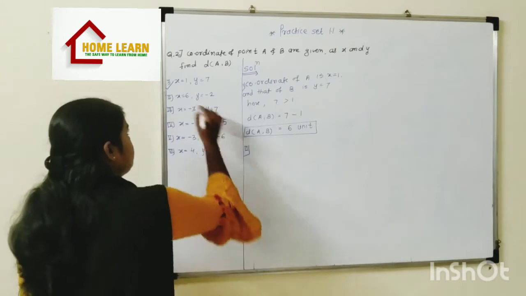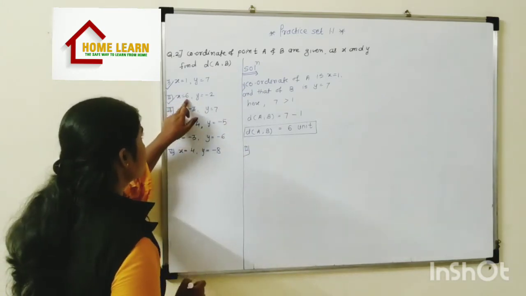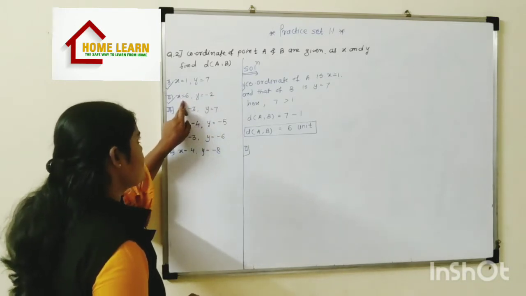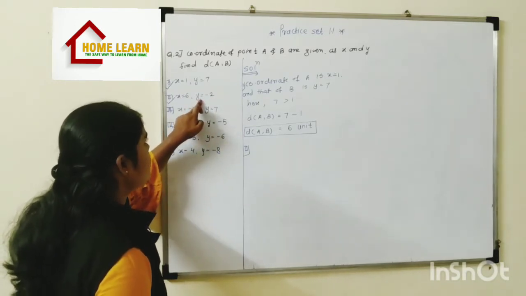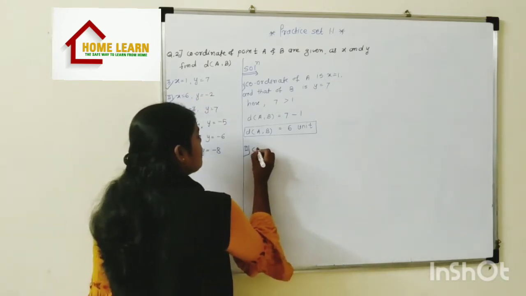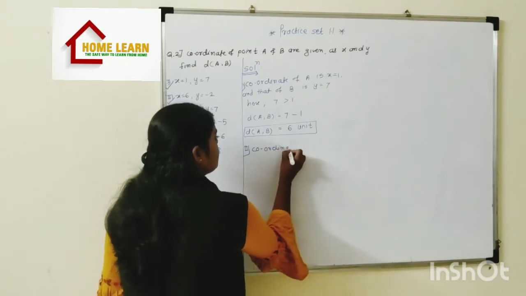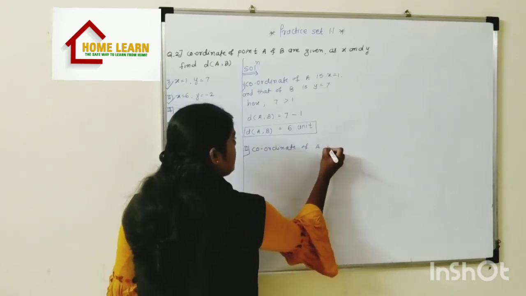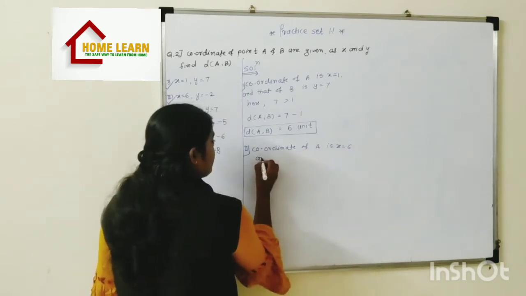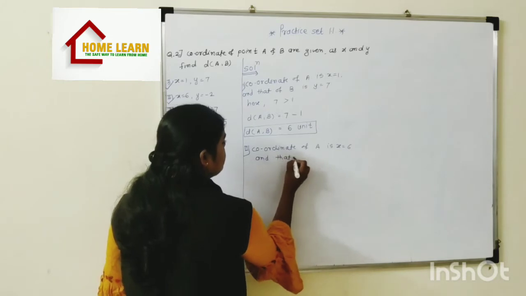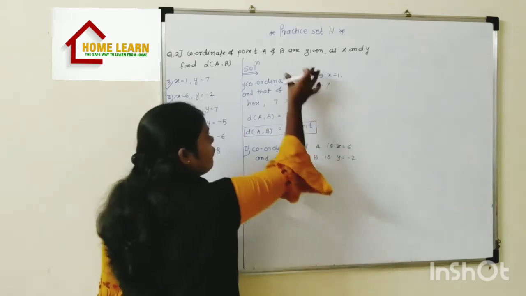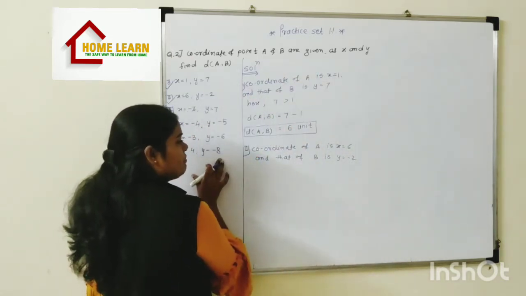Now for the second, here x is equal to 6, y is equal to minus 2. That means the coordinate of point A is x is equal to 6 and the coordinate of point B is y is equal to minus 2. So right here, first, the coordinate of A is x is equal to 6 and that of B is y is equal to minus 2. Follow the same procedure for every question.